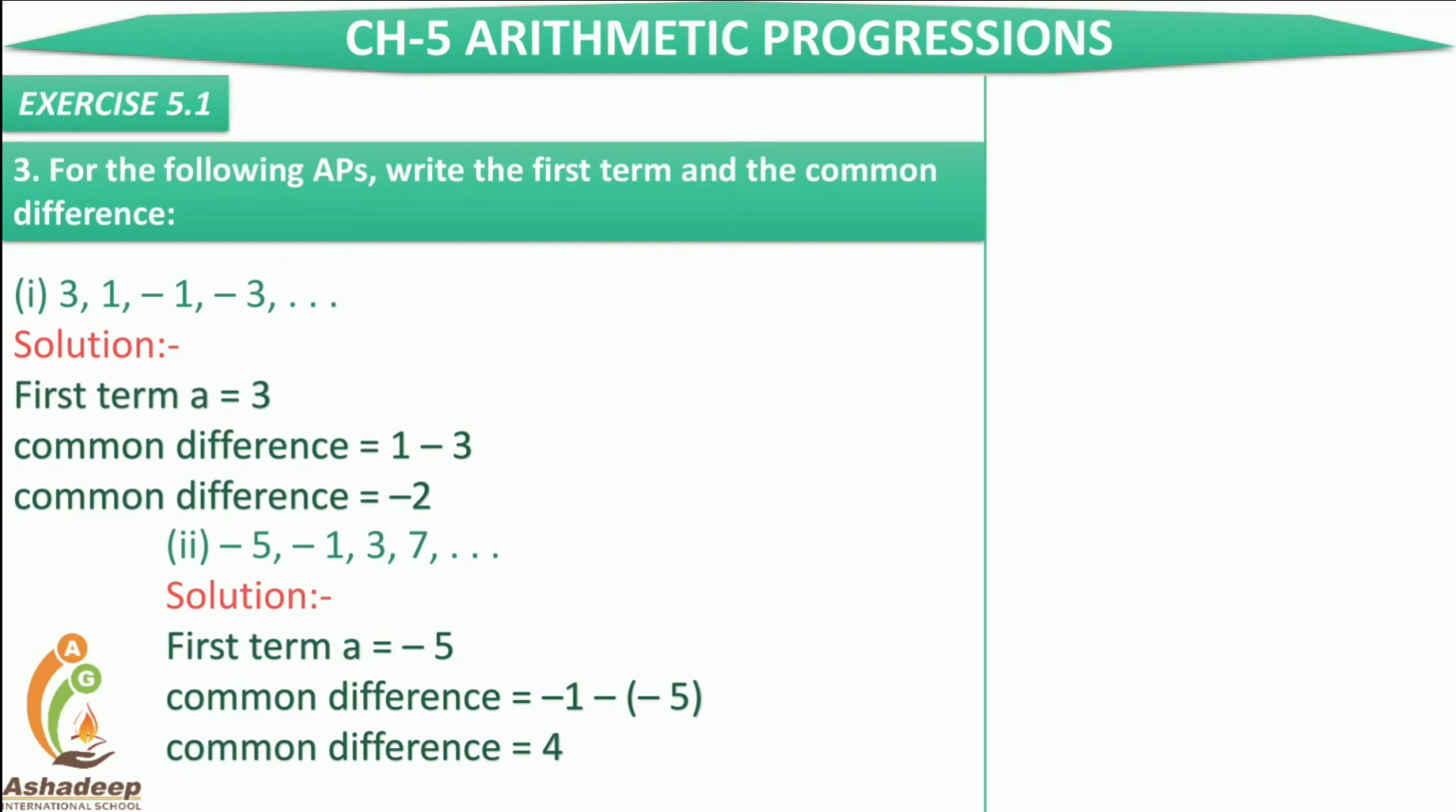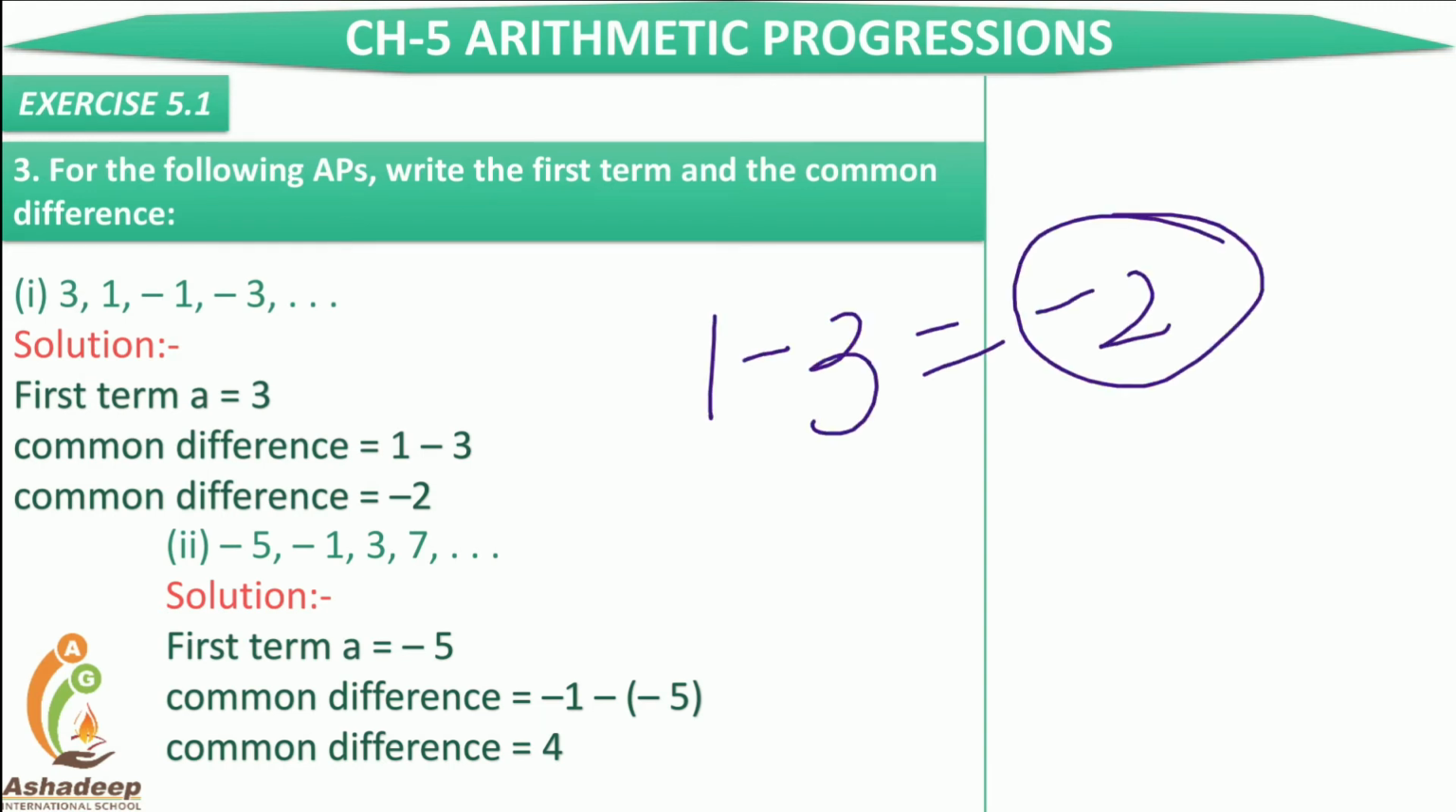So what is the question number 3? For the following APs, write the first term and the common difference. The first term is what? 3. Simple. What is the common difference? It is nothing but 1 minus 3: the second term minus the first term. Or you can say the third term minus the second term, or the fourth term minus the third term, right? So 1 minus 3 is nothing but minus 2. So the common difference is minus 2.